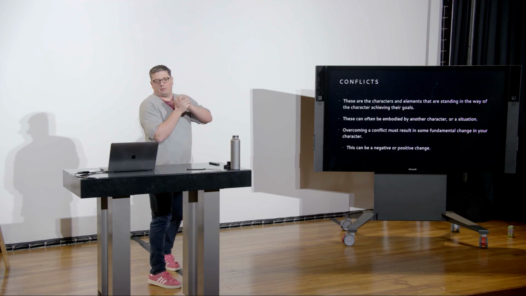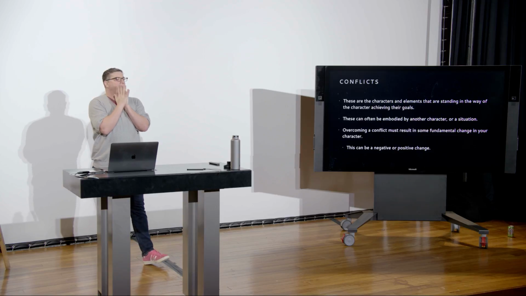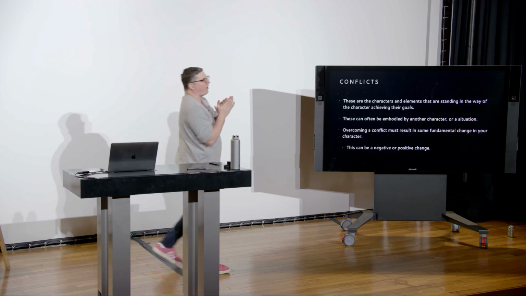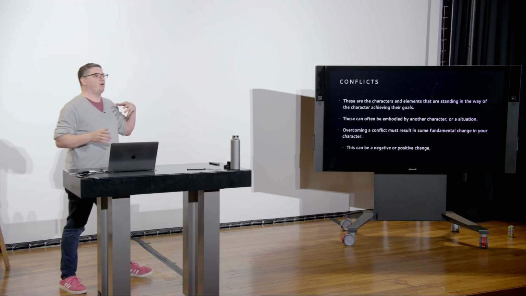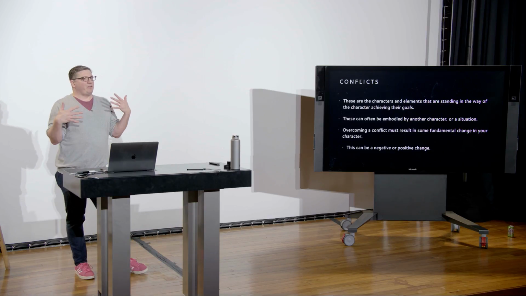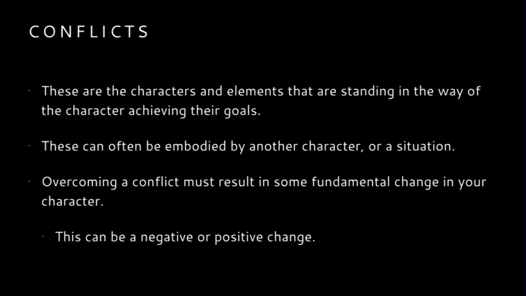All right. So the conflicts in the story, right? These sort of oppositions are often embodied by another character, right? I think we've all heard the idea of you have your protagonist and you have your antagonist, and they sort of stand off. They have different and competing goals, right? I want to save the world. The villain wants to end the world. That is most sort of like basic, okay? Again, overcoming that conflict needs to result in some fundamental change for your character, which can be positive, negative, and even in some cases neutral.